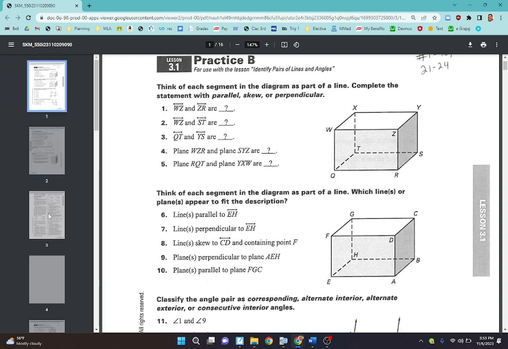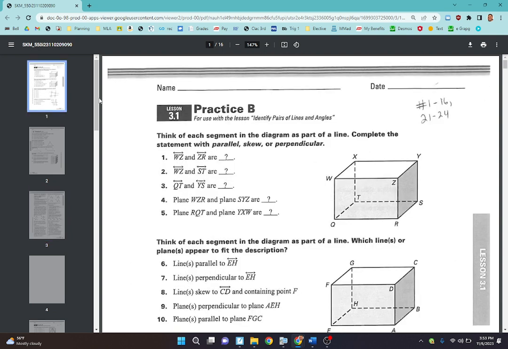For number 3, again, you have answers, so just check the back for answers. If you want me to explain, I'm happy to, but if you want to check answers, I would recommend that.